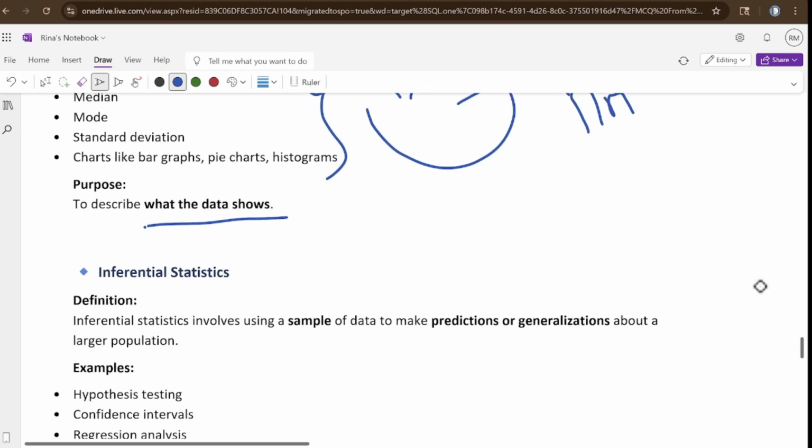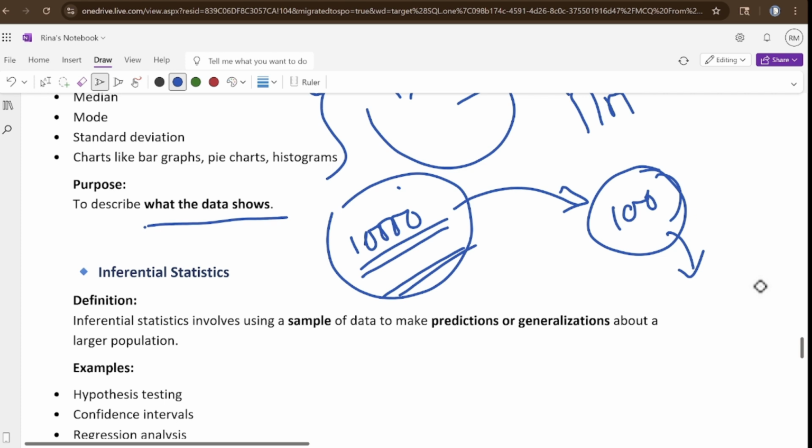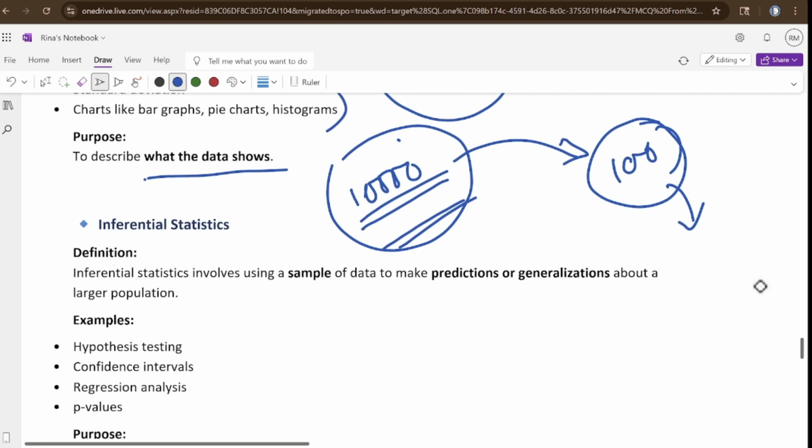But maybe your population is 10,000 and it may not be possible for you to get the data for all of them. So what you do, you take a sample from here, let's say of 100 people, and then you calculate different kinds of statistics to predict about the population. That is what comes under inferential statistics. See, it involves using a sample of data to make predictions or generalizations about a larger population. So from the sample, you are predicting the population.